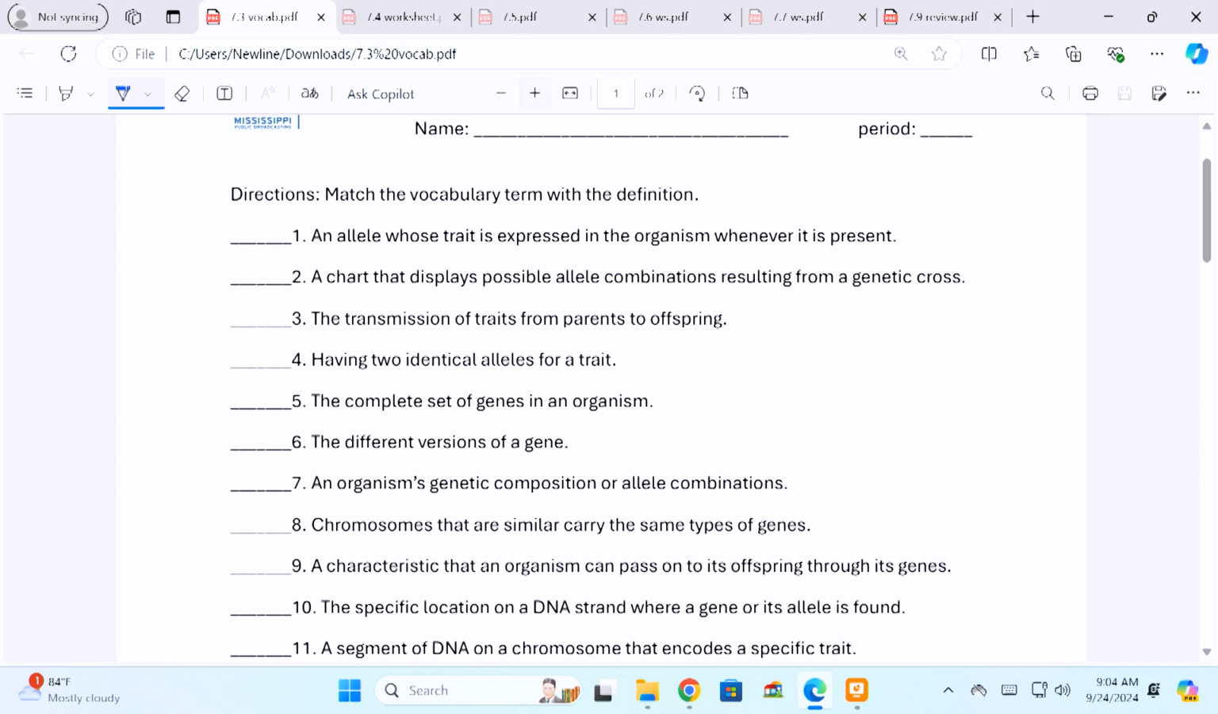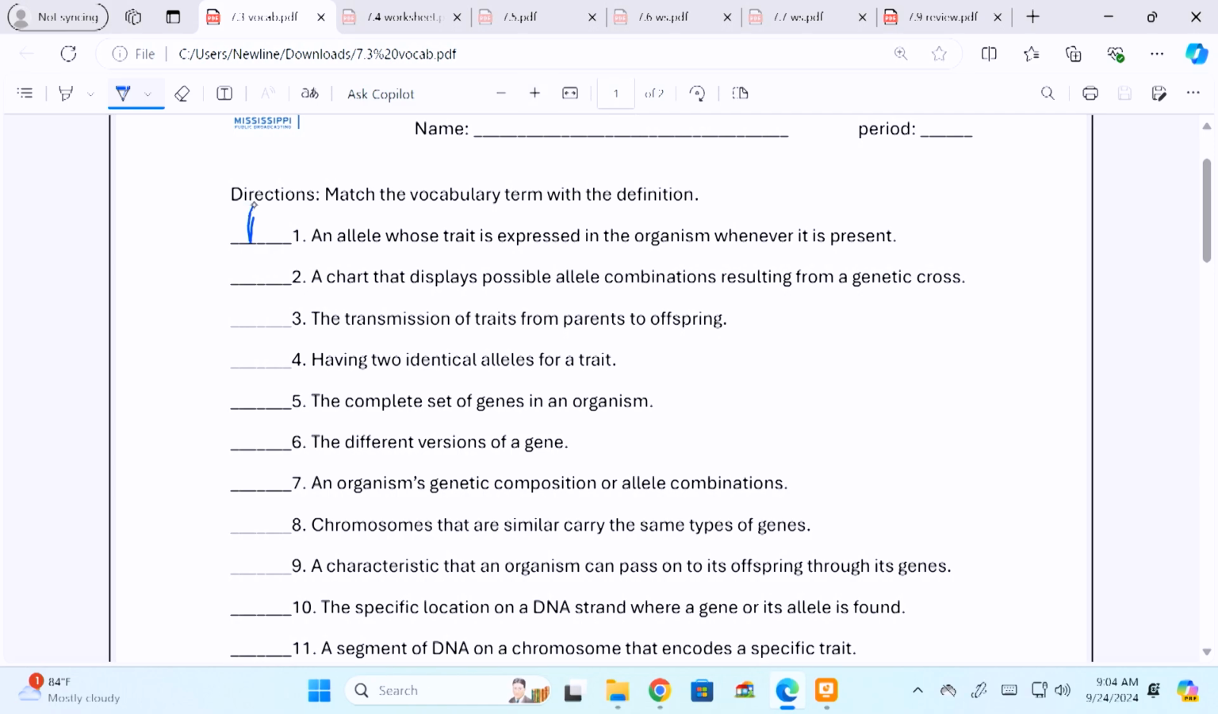Number 1 says, an allele whose trait is expressed in the organism whenever it is present. This is saying that if you have this allele, you're going to show it regardless of what those other alleles are. Y'all might remember that that's called a dominant trait. So let's go with letter B. If you have a dominant allele, you're going to see it.